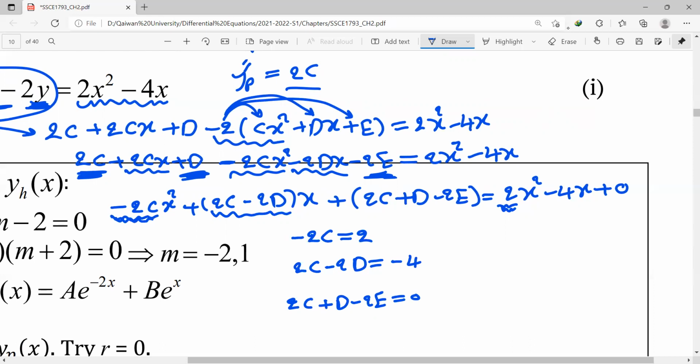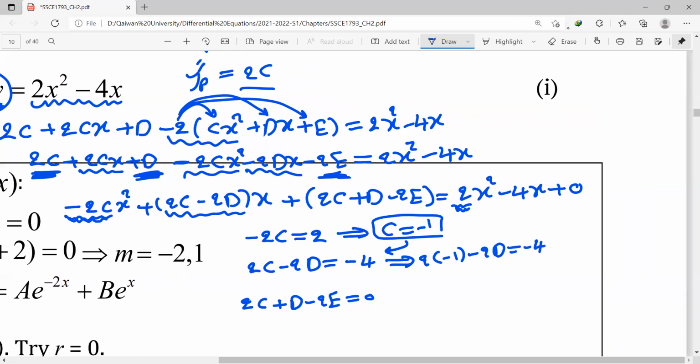From the first equation, we can find the value of c directly, okay? We say, from here, c equals what? It equals negative 1. And then we put it here. We get 2 times minus 1. We replace c by its value: minus 2d equals minus 4.